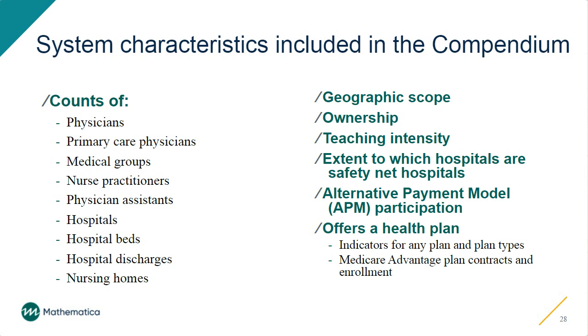Then there's another set of variables that indicate the type of system, the range of the system, et cetera. So the geographic scope, the ownership type, the teaching intensity of the hospitals in the system, the extent to which the system hospitals are safety net hospitals, whether the system providers are participating in alternative payment models, and finally, whether the system offers a health plan. So a wealth of information that you can use to look into health systems.